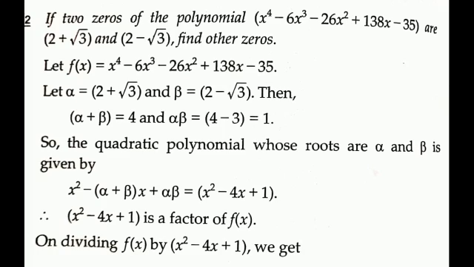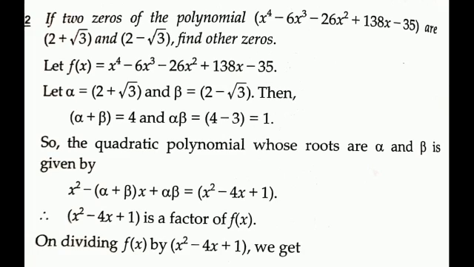If two zeros of the polynomial x raised to the power 4 minus 6x cube minus 25x square plus 138x minus 35 are 2 plus root 3 and 2 minus root 3, find other zeros. In the last question it was find all the zeros. Here it is find other zeros than these two. Here the given polynomial is biquadratic. So we will have how many zeros? 4 zeros. 2 are already given to us. The remaining 2 we are supposed to find.